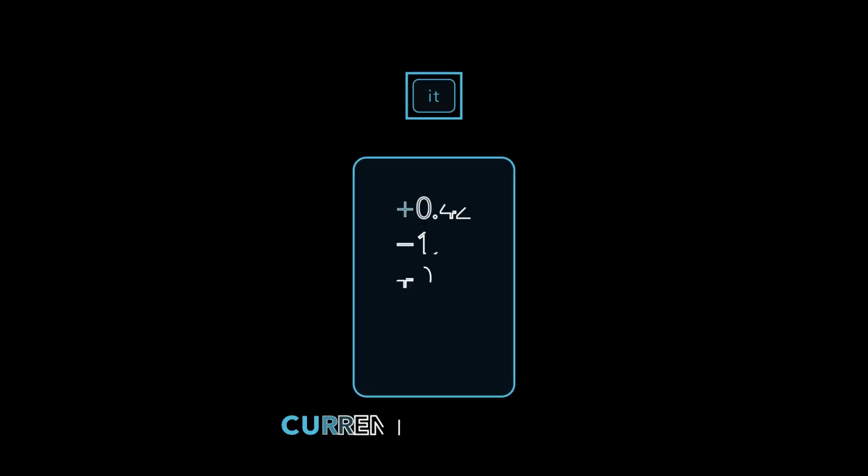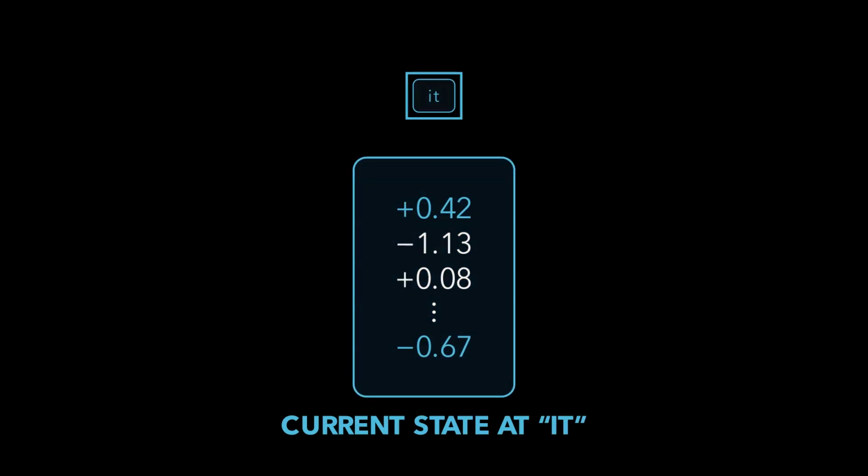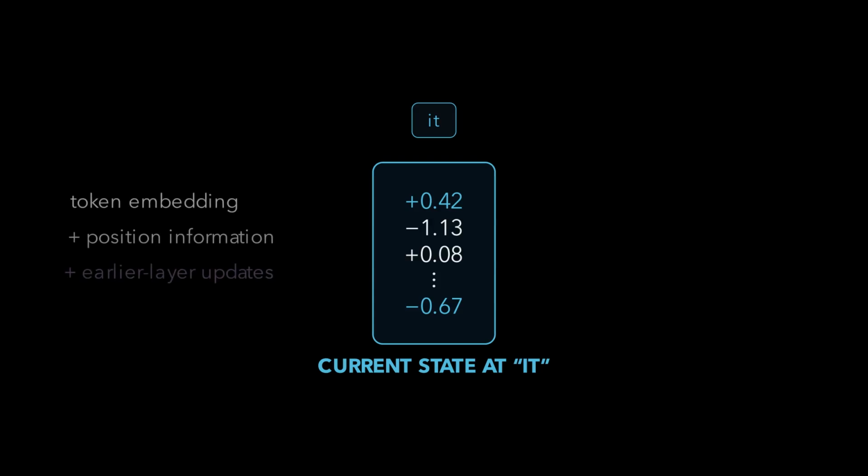Start with a short sentence. The piano would not fit through the doorway because it was too wide. Every piece of that sentence has a position in a row. At each position, the model carries a long vector of numbers. Early in the model, that vector begins with the token embedding and position information. After a few layers, calling it an embedding becomes misleading. It now contains updates gathered from the surrounding context.